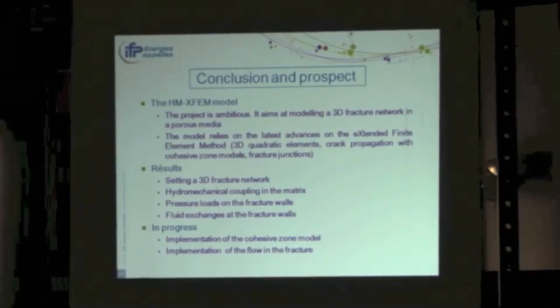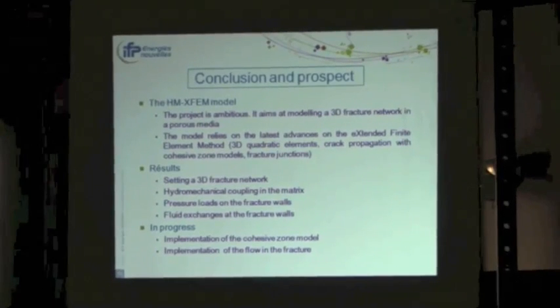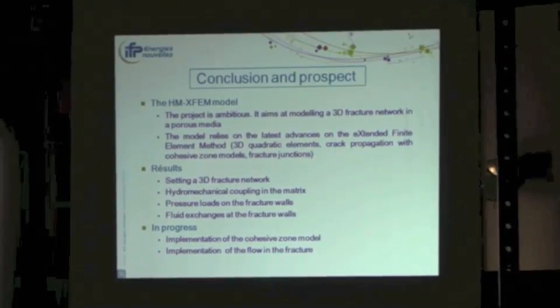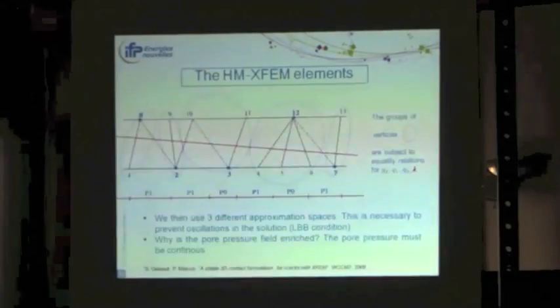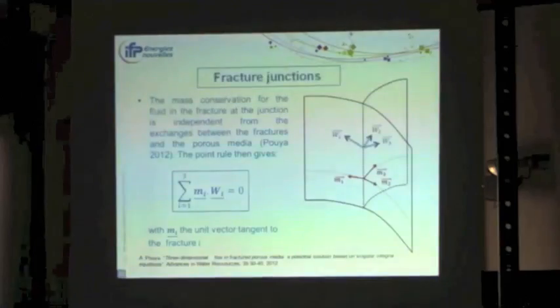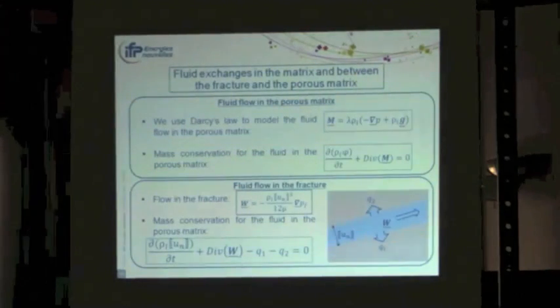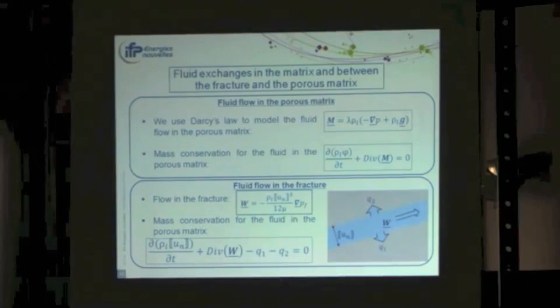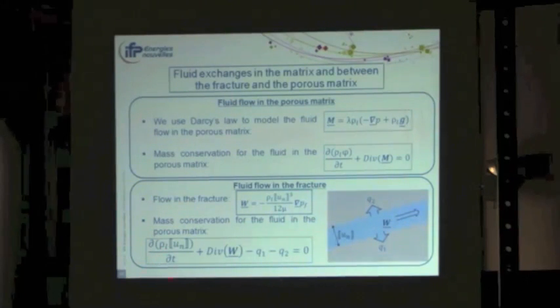Yes. I was looking for something, and I don't know if it is in the model or not. Is there a coupling between the rate of change of the aperture of the fracture and the mass balance? I mean, in your fluid mass balance in the fracture, do you include the opening of the fracture? Yes, I think so. This term accounts for the evolution of the fracture aperture for the mass conservation of the fluid in the crack.